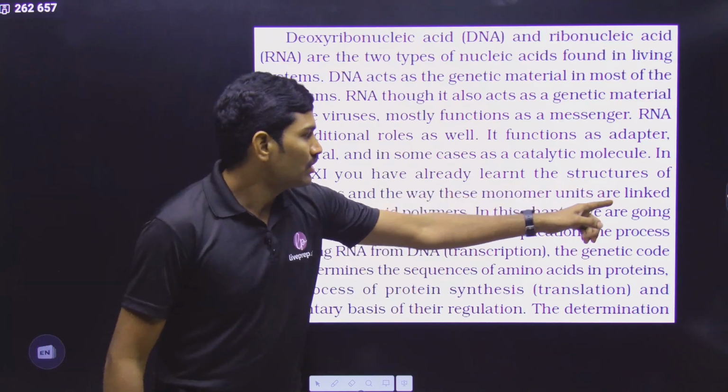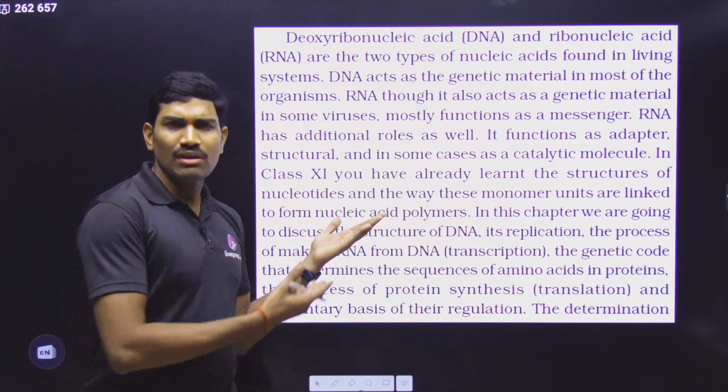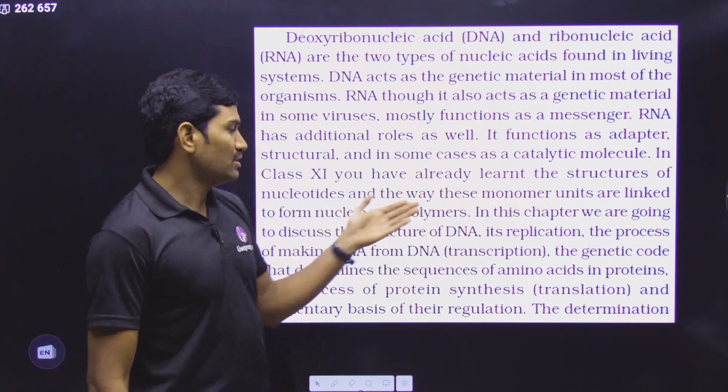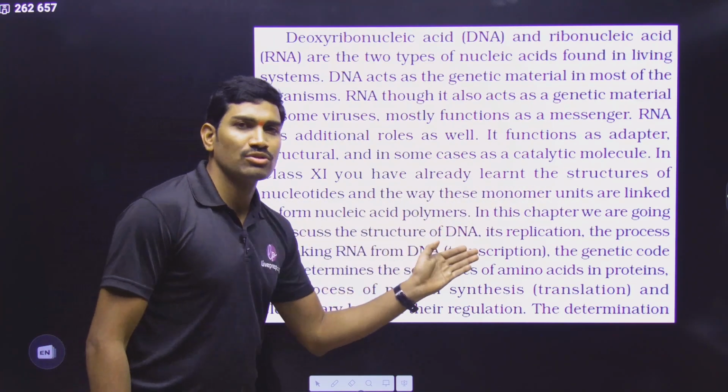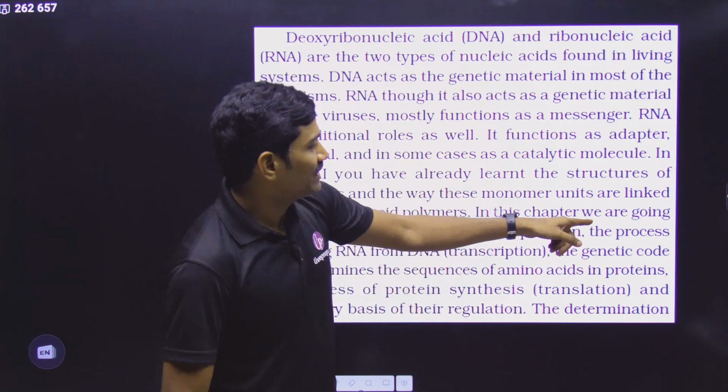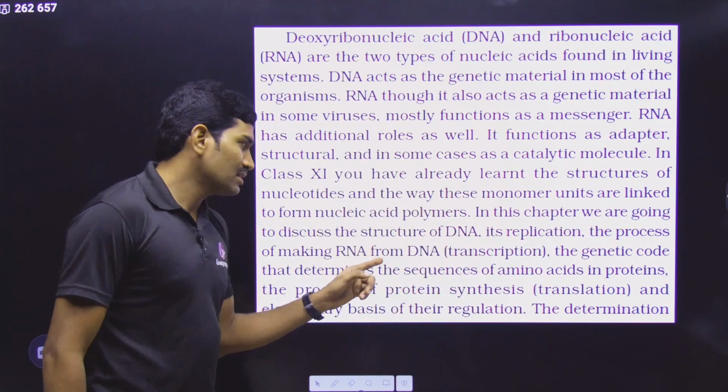Clear? Next one. So these are the structures. We know that nucleotides are the monomers and they are attached to each other so that they are forming the long polymers called nucleic acids. Clear? Next one.